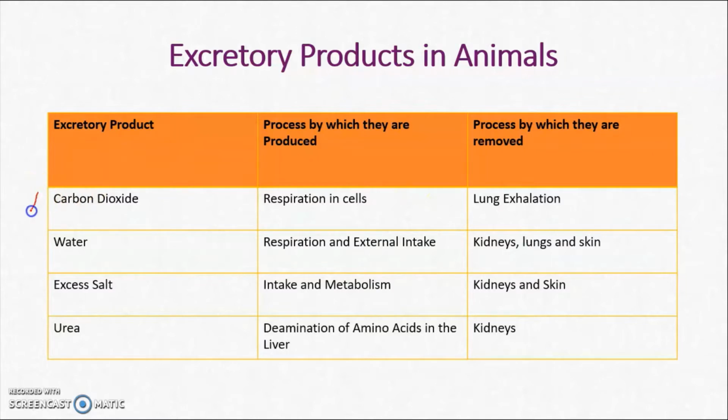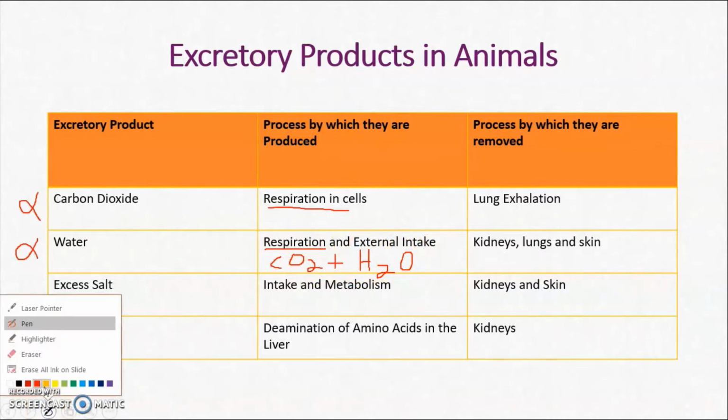The first excretory product we will look at is carbon dioxide, produced during respiration and removed by lung exhalation, or when you exhale, or you expire, you give off carbon dioxide from your lungs. The second excretory product that we will look at is water, and water is produced during respiration. Remember the products of respiration are carbon dioxide, CO2, and water, H2O. So water is obtained in your body first of all as a byproduct of cellular respiration.